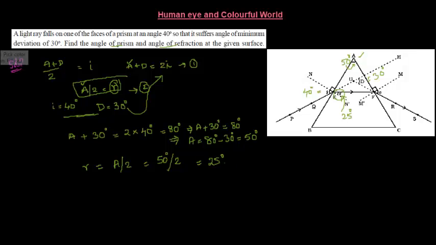So the answer is angle of prism A is equal to 50 degrees and the angle of refraction R is equal to 25 degrees. Now in our next video we'll learn more about prism and refraction of light on the prism.